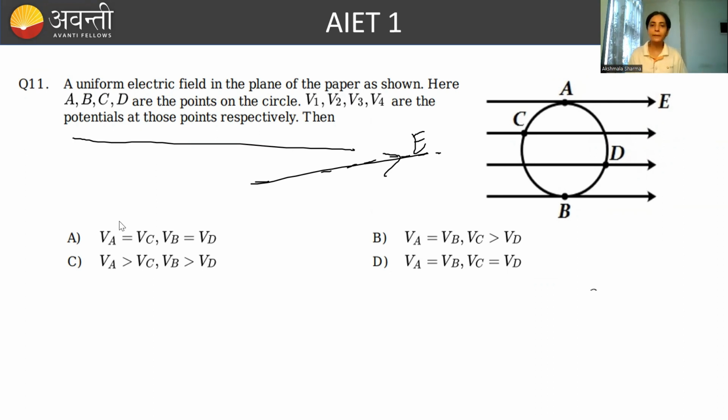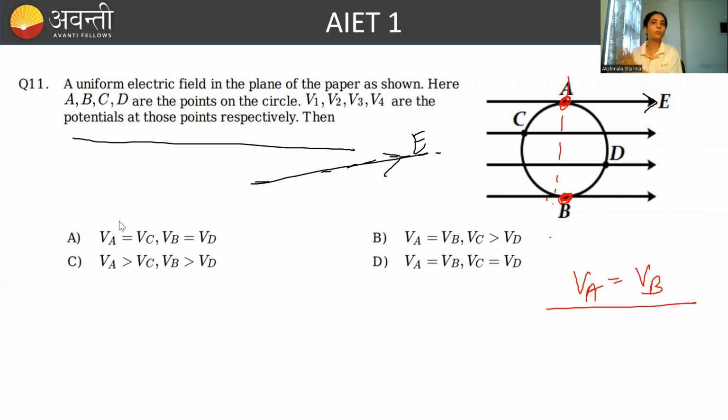Done. So you can see the direction of electric field is given, so in the direction of electric field potential will be less. Look, A point is here, B point is here, so A and B points are at the same level of the electric field, right? Not one is ahead, not another is behind, at the same level. So potential of A will be equal to potential of B.